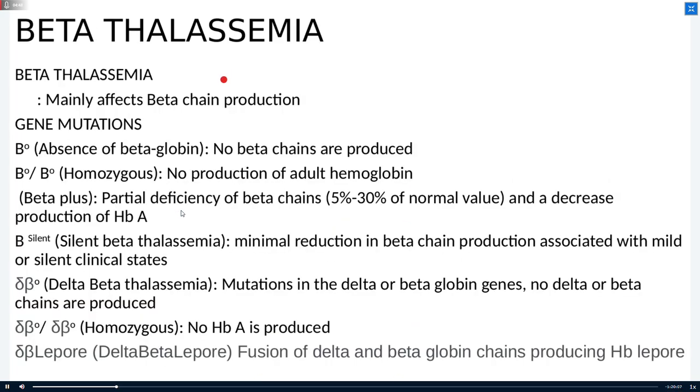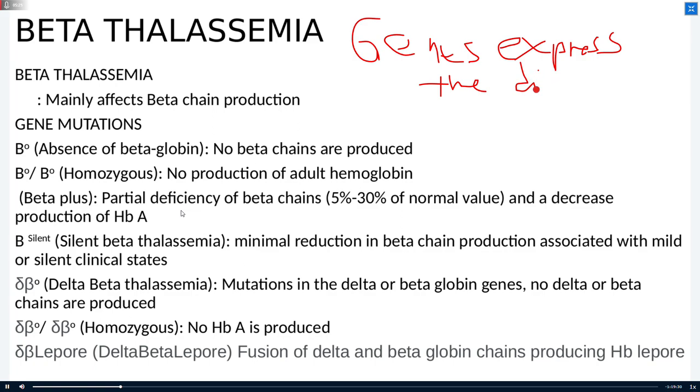Okay, let's start with your beta thalassemia. So your beta thalassemia, class, mainly affects your beta chain production. Now, your beta chain production could be affected by gene mutations of your beta chain. So we're talking about here the genes, class, that express the disease or the problem or the characteristic. Now, one of those gene mutations, class, in beta thalassemia is what you call BO, meaning absence of beta globin gene.